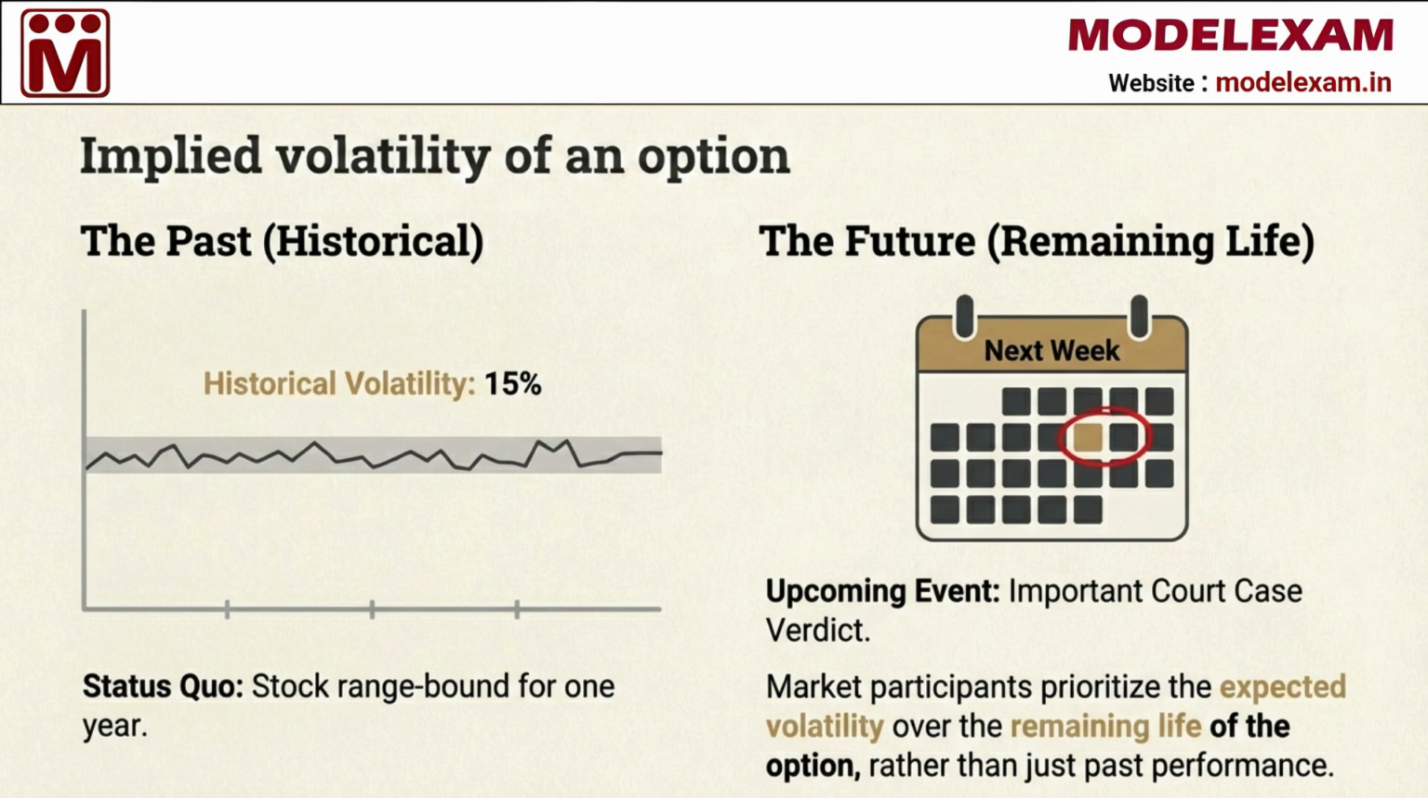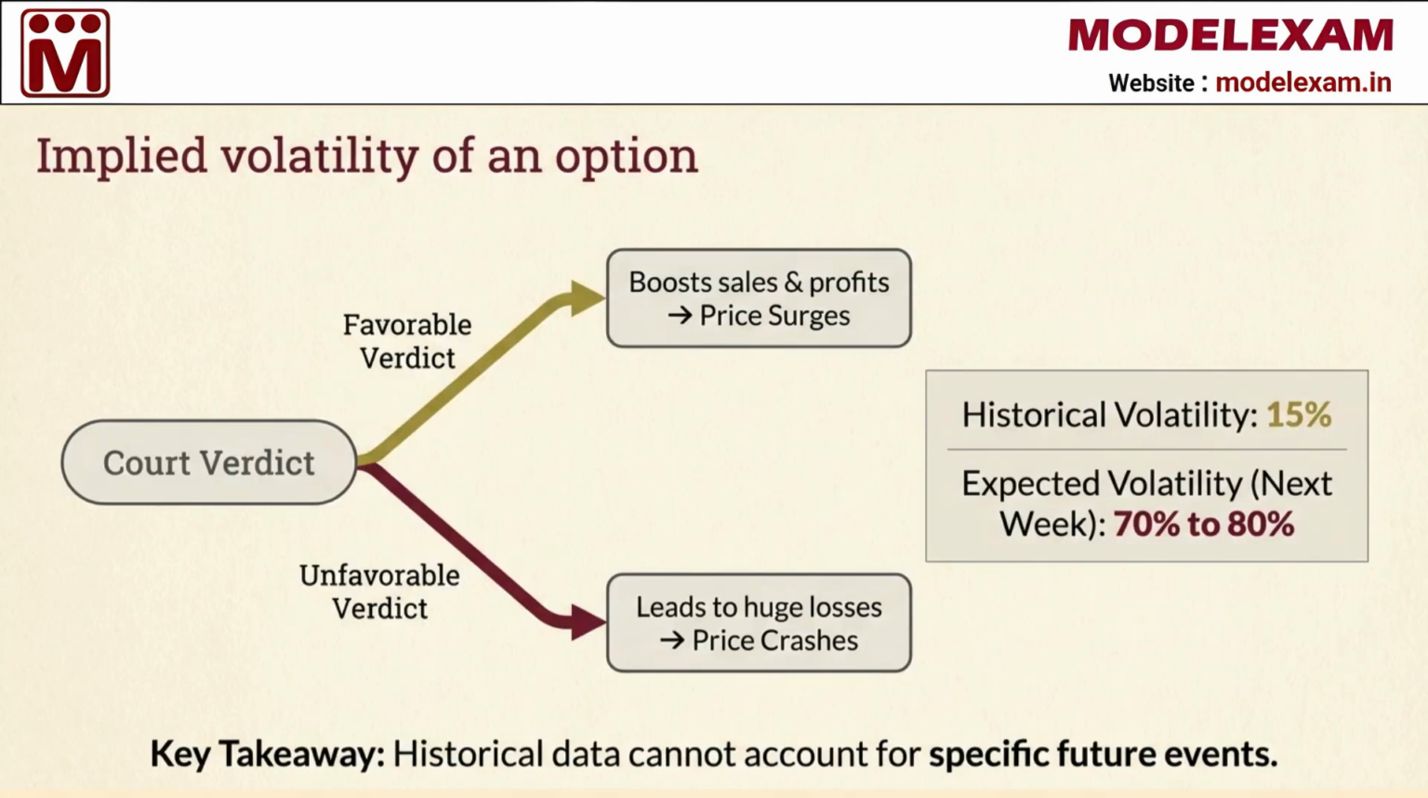For instance, a stock might have been very stable for a year with a historical volatility of only 15%. However, if there is a major upcoming event like an important court case verdict next week, the past performance does not matter as much as what might happen next. This upcoming court verdict creates two very different paths. A favorable verdict could boost sales and lead to a price surge, while an unfavorable verdict could lead to huge losses and a price crash.